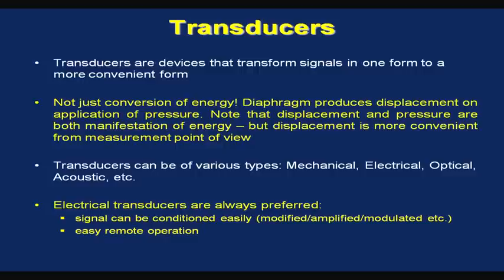Transducers can be of various types: mechanical types, electrical types, optical types, acoustic type, etc. Obviously, electrical transducers are always preferred because there are several advantages associated with electrical transducers. For example, the signal can be conditioned easily, meaning the signal can be modified or amplified or modulated very easily. It is also easy to transfer signal from one place to another. So, electrical transducers will have easy remote operation.